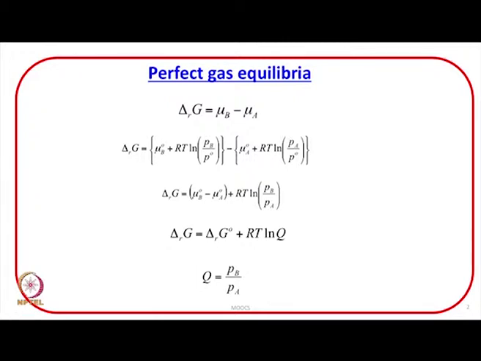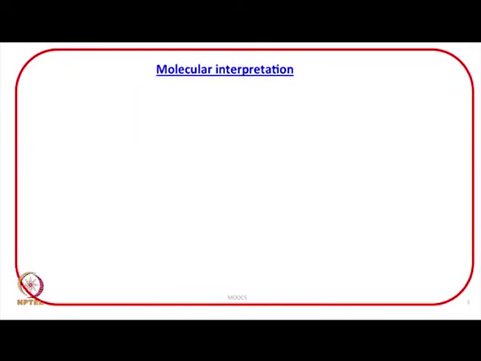And let us discuss the molecular interpretation of this equation that we have just derived, that delta Rg is equal to delta Rg naught plus RT log Q. How this Q affects the slope, affects the value of delta Rg. Delta Rg naught is constant because this is the difference in the chemical potential of the product and reactant.